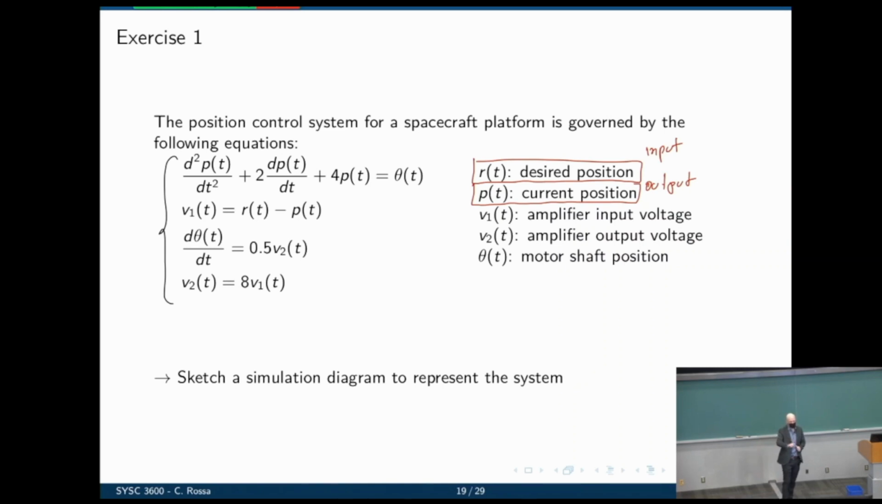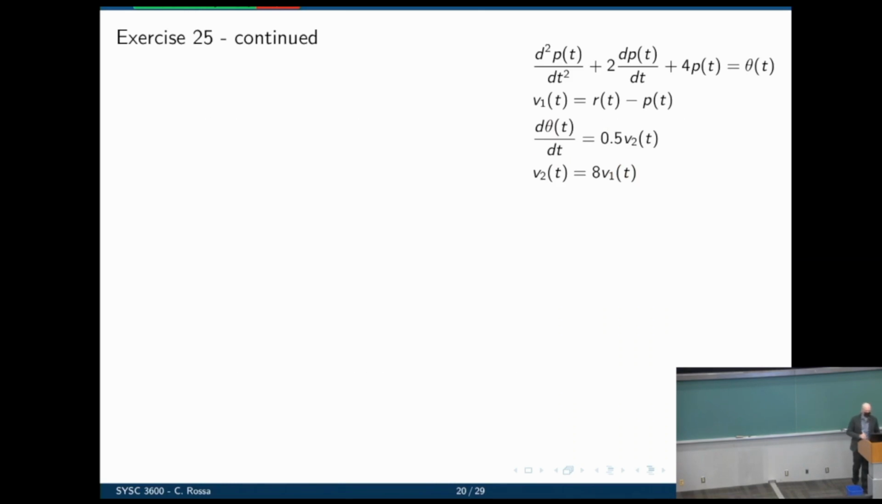And the relation between the motor shaft position and the position of the spacecraft is given by the top equation there. Okay, but for now, we identified everything we need, the input and the output. So let's try to derive the simulation diagram for this. Here are the equations, and let's start where the input is, which in this case shows right there. Remember that that's the desired input.